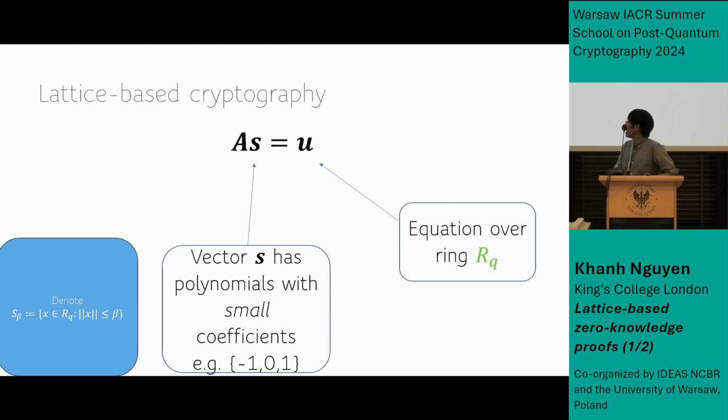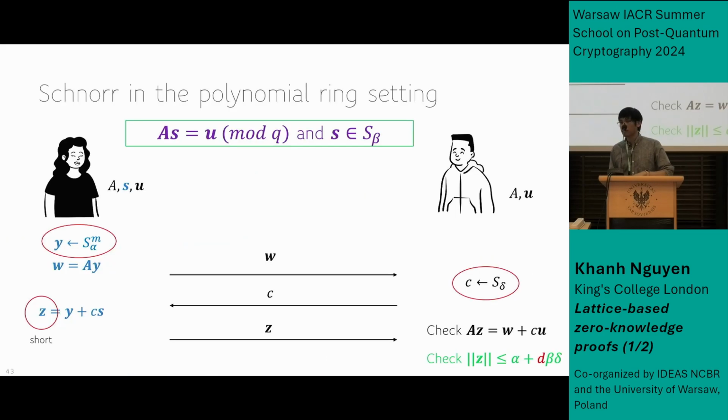Okay, so now let's take a step back and say, let's prove such equations like As equals u over R_q. So now everything is over R_q. Vector s has small coefficients, for example, minus 1, 0, 1. And also I will use this notation S_beta to denote all the ring elements which have infinity norm at most beta. Okay? So I can just translate all these things into the polynomial ring setting.